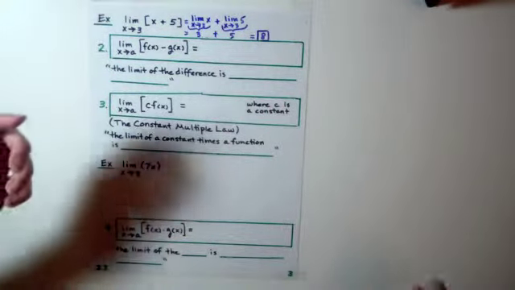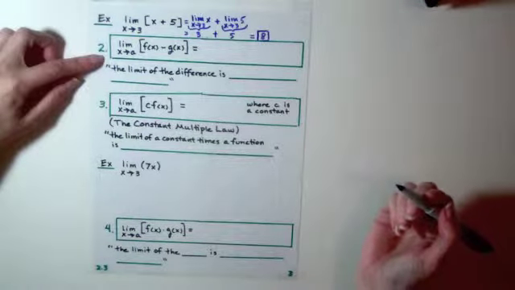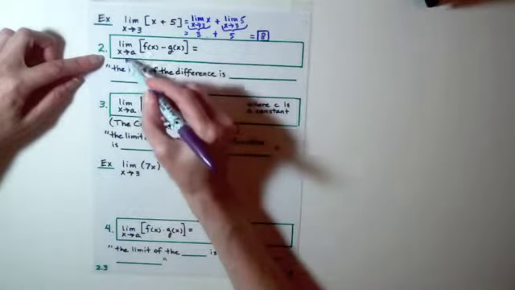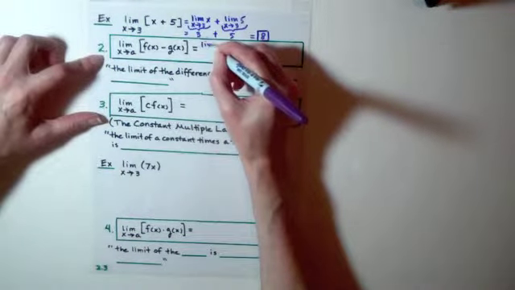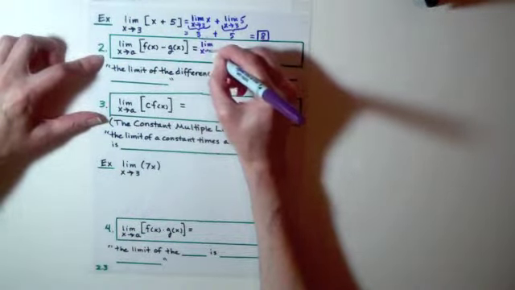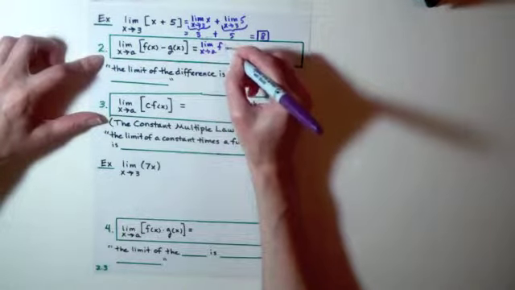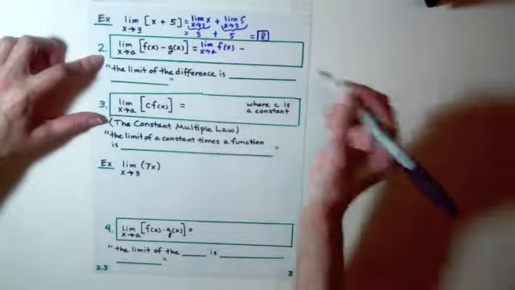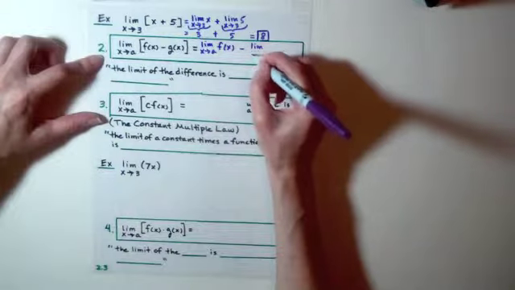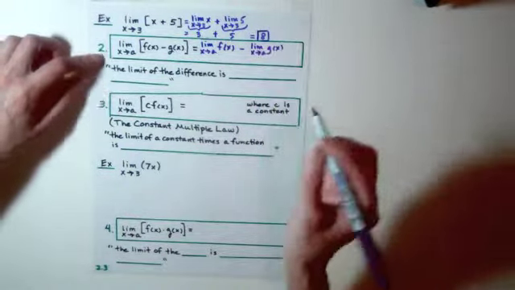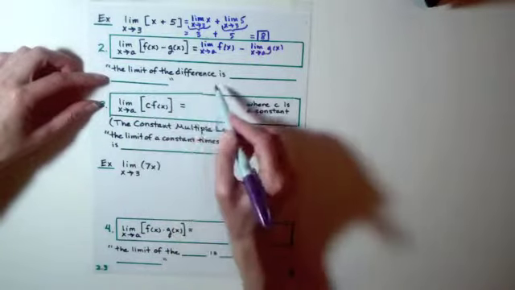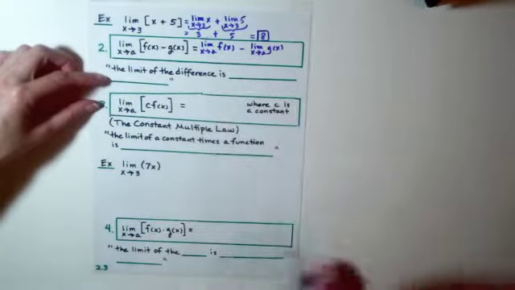Okay, we have a similar limit law for the difference of two functions. If I want the limit as x approaches a of f of x minus g of x, again, I can just take the difference of the individual limits. It would be the limit as x approaches a of f of x minus the limit as x approaches a of g of x. In words, we say the limit of the difference is, do you want to try to fill in the blank?